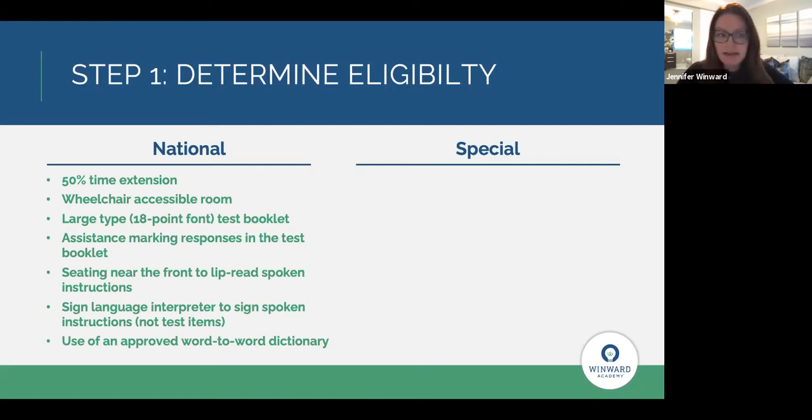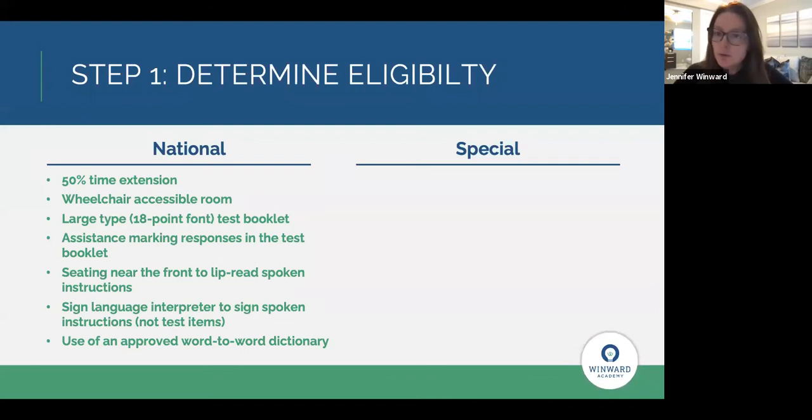So they offer 50% extended time, so 1.5 time. They offer rooms that are wheelchair accessible. They offer test booklets with larger font, so size 18-point font. They also can offer assistance marking responses in the test booklet. They can offer students to sit closer to the front to make sure that it's easier for them to lip read any type of spoken instructions. They can also provide a sign language interpreter to be able to sign any of the instructions that are read to the students. Keep in mind that any sign language interpretation is just for instructions, not for the actual exam.